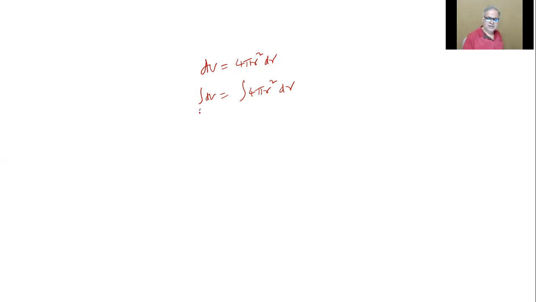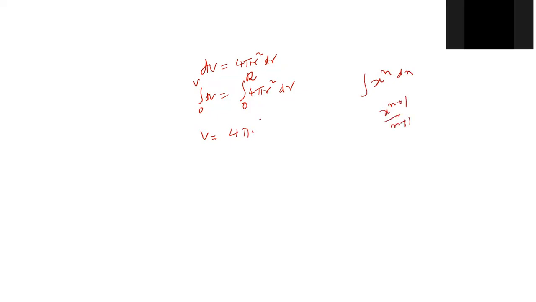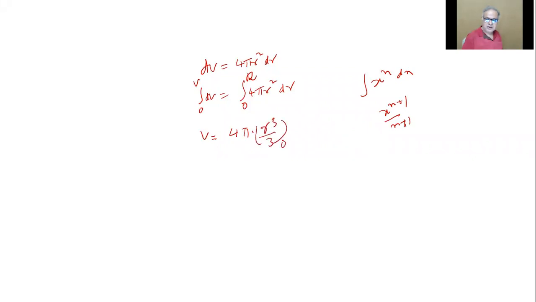Hi, children. So 0 to V, 0 to R. Is it okay? Yes, sir. The radius is R. So now this will be V minus 0, or V equals the integral of 4 pi R square dR. What is the integral of x to the power n dx? It is x to the power n plus 1 by n plus 1, isn't it? So R cubed by 3 between 0 and R.